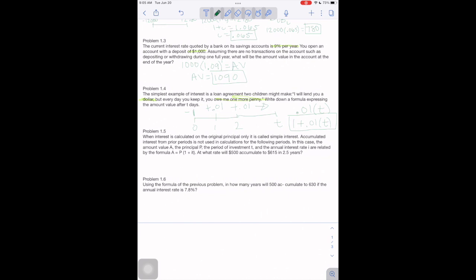Problem 5. When interest is calculated on the original principal only, it is called simple interest. Accumulated interest from prior periods is not used in calculations for the following periods. In this case, the amount value A, the principal P, the period of investment T, and the annual interest rate I are related by the formula A equals P(1 plus IT). At what rate will $500 accumulate to $615 in 2.5 years?